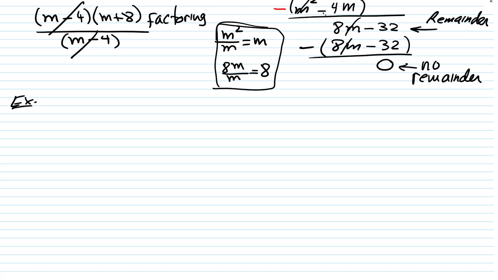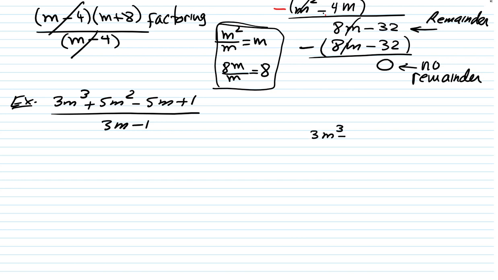So suppose this time I want to do 3m cubed plus 5m squared negative 5m plus 1. I'm going to divide that by 3m minus 1. Okay, so let's set up our long division. It's going to be 3m cubed plus 5m squared negative 5m plus 1 divided by 3m minus 1.